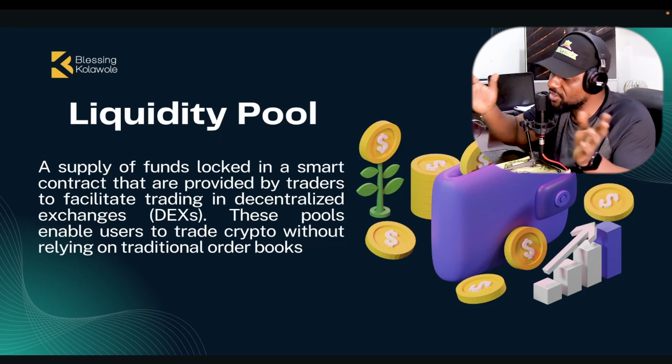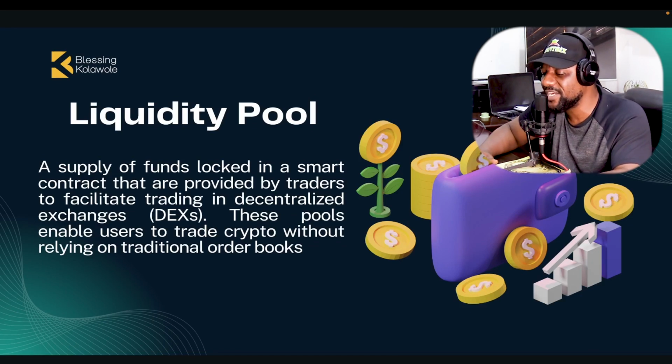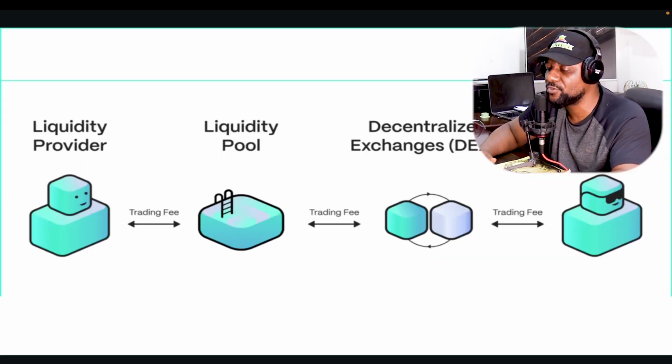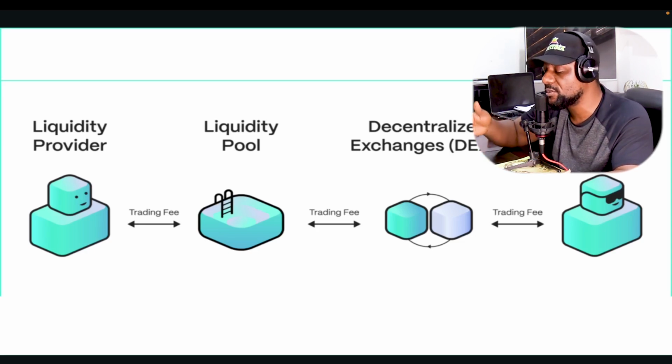But a liquidity pool is just a supply of funds locked in a smart contract provided by traders to facilitate trading in decentralized exchanges. These pools enable users to trade crypto without relying on any traditional order books. So this is the process: liquidity provider, you pay a trading fee, you go to the liquidity pool, you go to DEX, decentralized exchanges, you pay a trading fee, and it goes to the trader. But like I said, that's not as important.